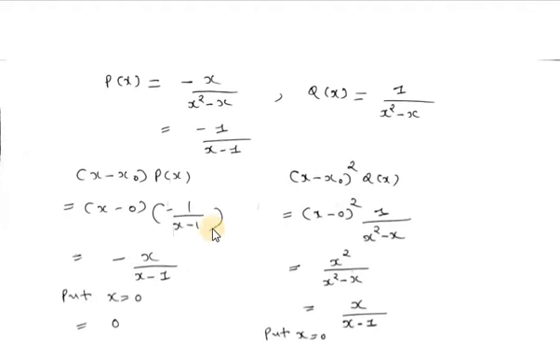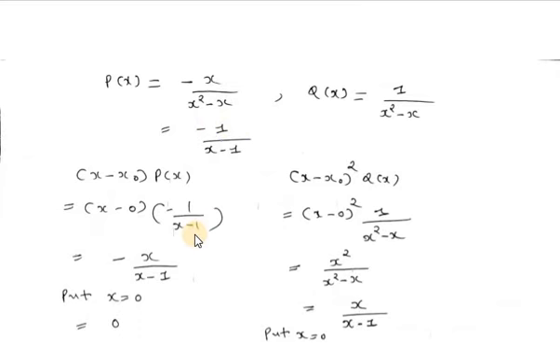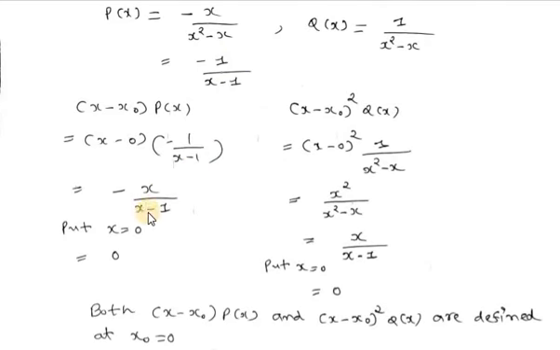Now we will find two functions. One is (x minus x0) p(x) and the other is (x minus x0) whole square q(x). In this function we replace x0 by 0 and p(x) by minus 1 over (x minus 1). So the result is minus x over (x minus 1). In this function of x we replace x by 0. The result becomes 0 because in the numerator we have x, and we replace x by 0. So (x minus x0) p(x) is 0 at x equals 0.